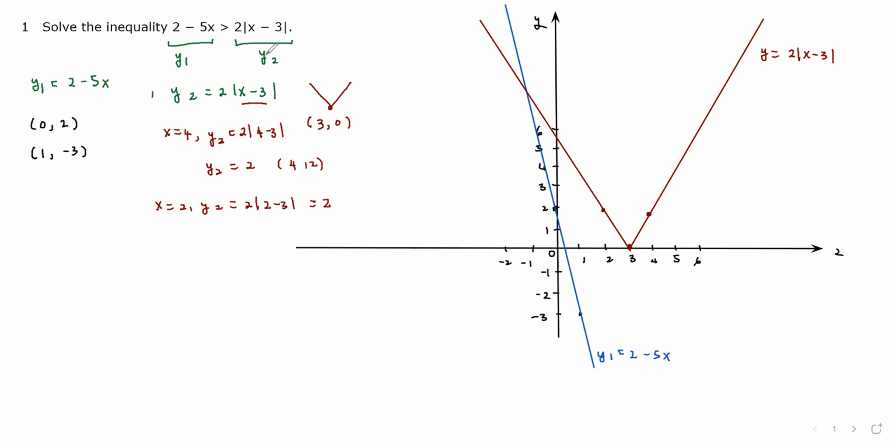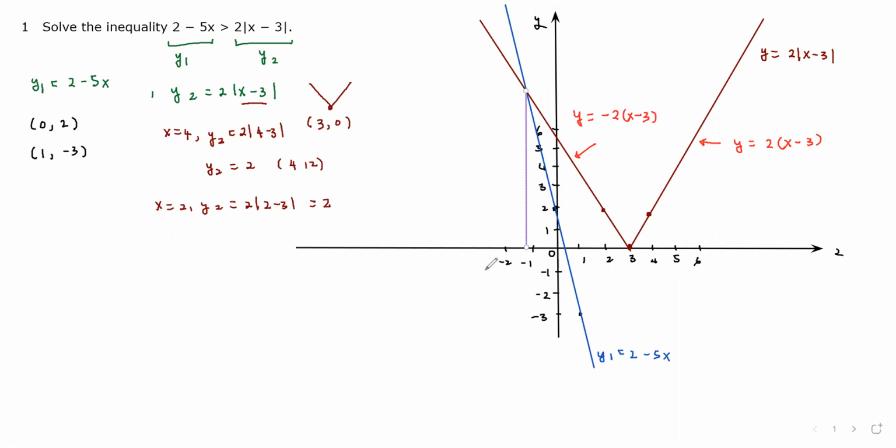Now, for a modulus graph, when you remove the modulus sign, this right branch here has equation y equals 2 times x minus 3. And the left branch has the equation y equals negative 2 times x minus 3. Let's look at the points of intersection. These 2 graphs intersect at these points.